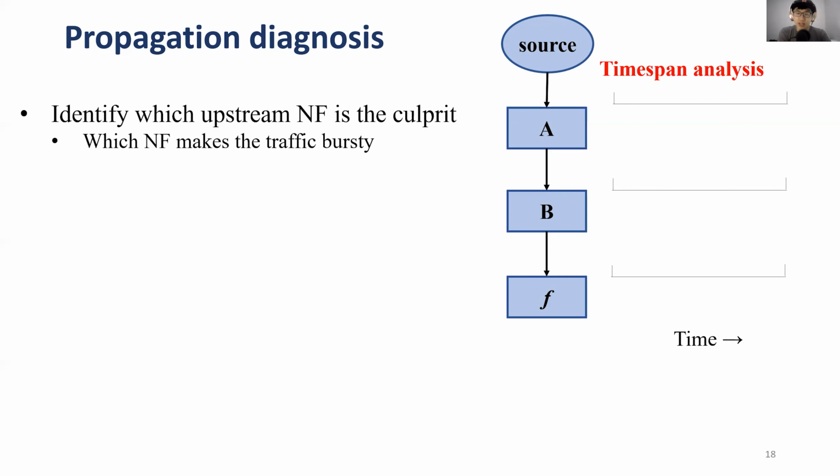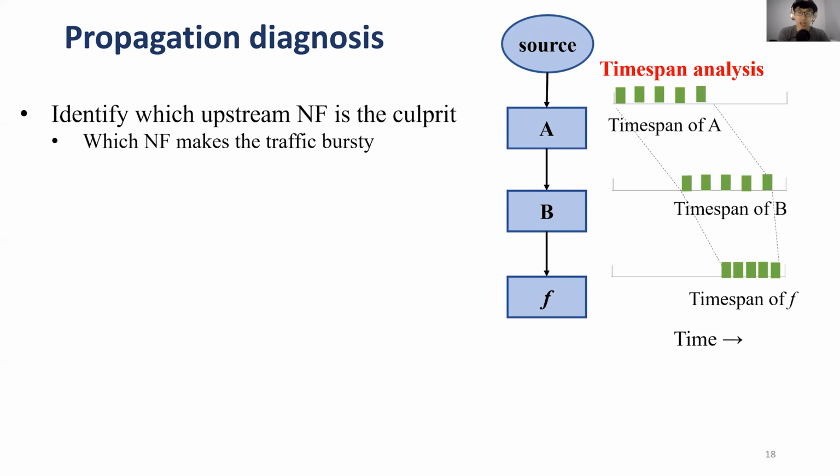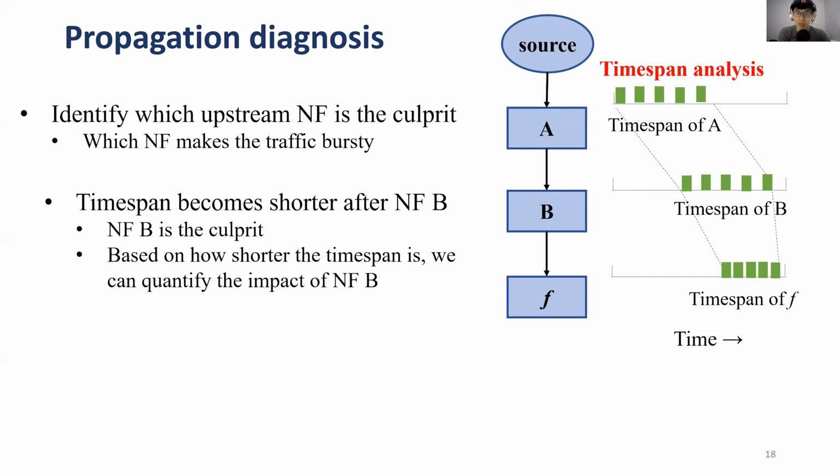The following three lines represent the timeline of packet arrival in NF A, B, and F. Assume that packets in the queuing period arrive at F during this time. We then trace back those packets in upstream network functions and find out that those packets arrive at B during this time period and arrive at A during this time period. As a result, we can find that after the processing of B, the time span of packets becomes shorter, which means that packets become more bursty after B. Therefore, network function B is the culprit.